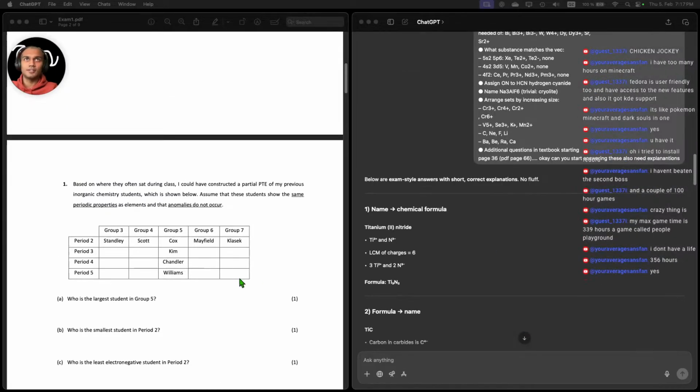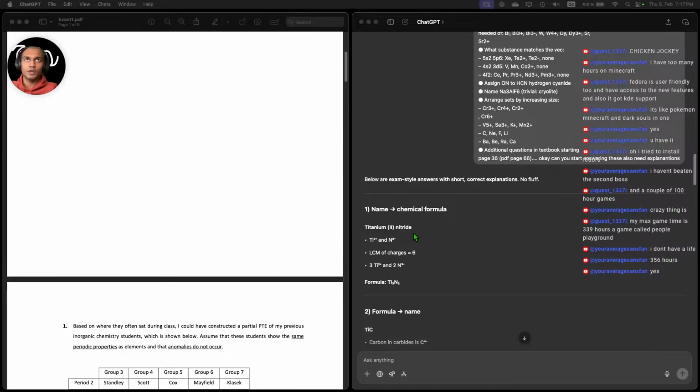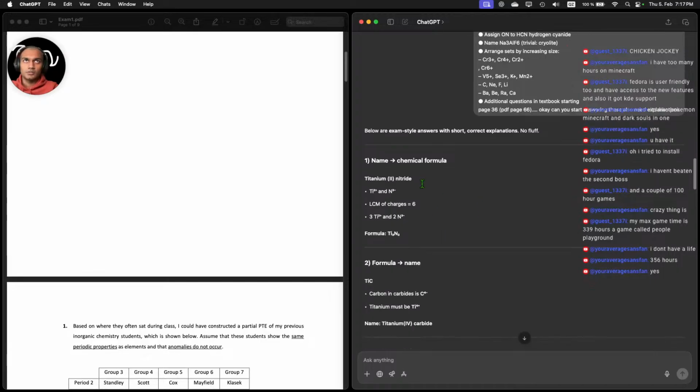So titanium 2 nitride. This 2 is representing 2 plus of titanium. And 3 plus, from the name, I think I should understand that it's a 3 plus.